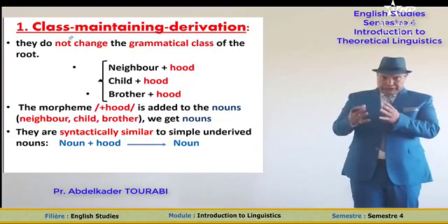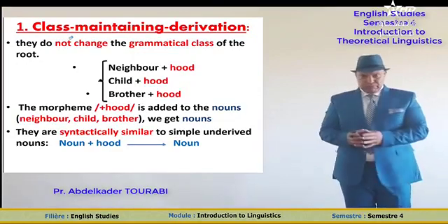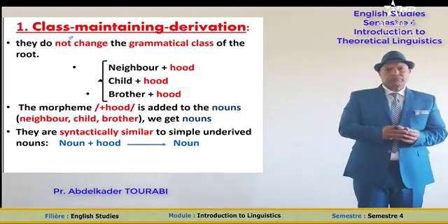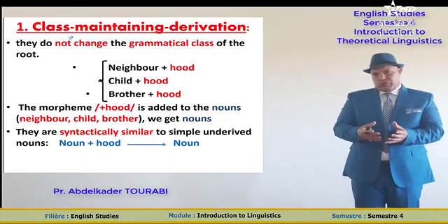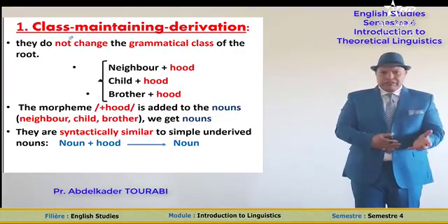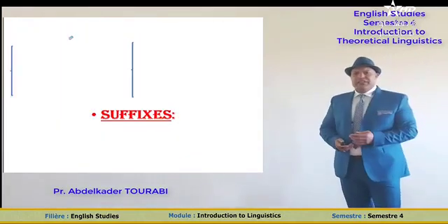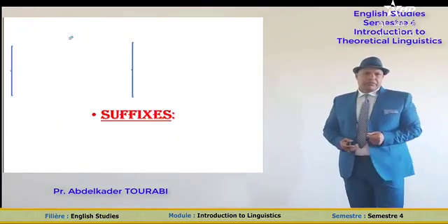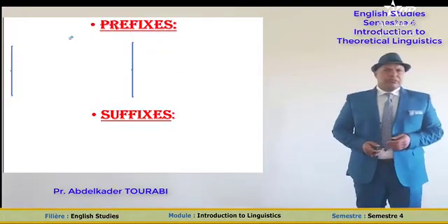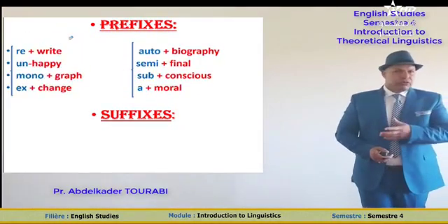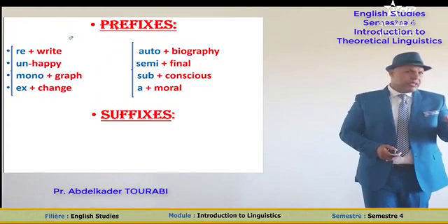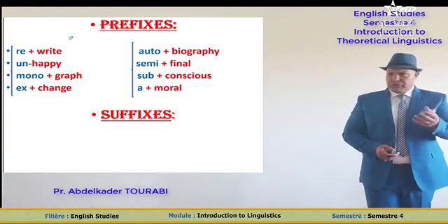When we add hood to it, it gives us childhood. So when we add hood to a noun, it gives us a noun. Noun plus hood gives us a noun. We have other examples we can take from prefixes, like rewrite, where we keep the same grammatical category, which is the verb.